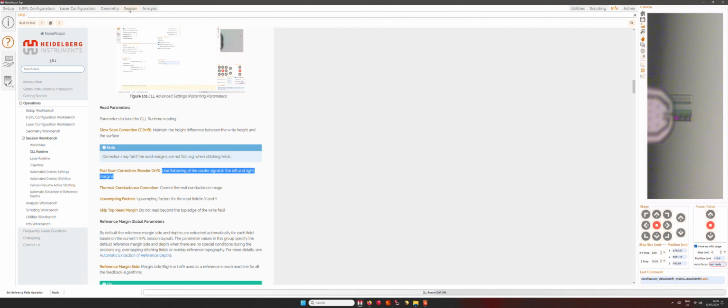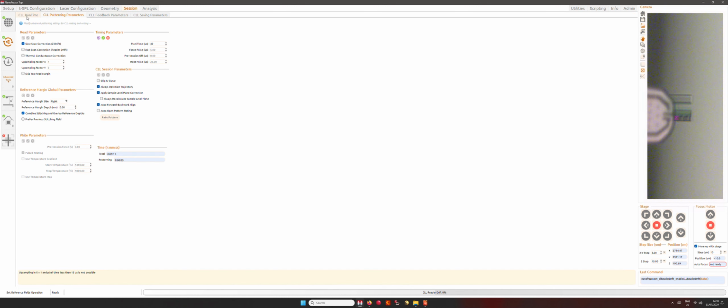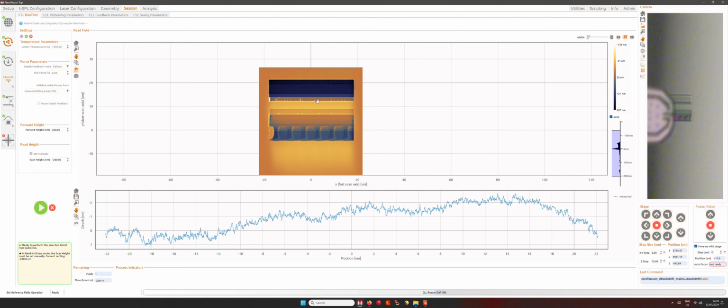What does this mean? It means that, for example, if we have to read this specific topography, then on the left and on the right we impose that these thick lines are going to be at the same level. Therefore, the software will actuate a flattening based on this information.